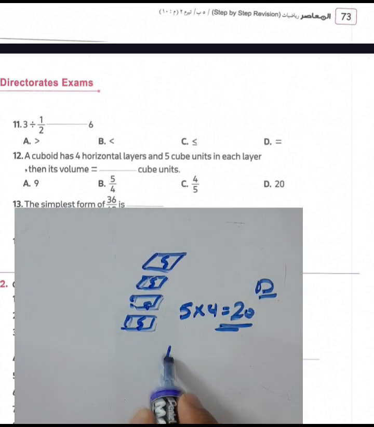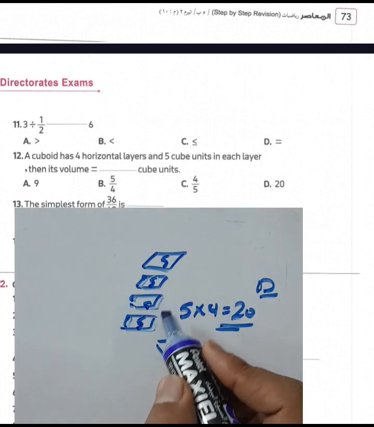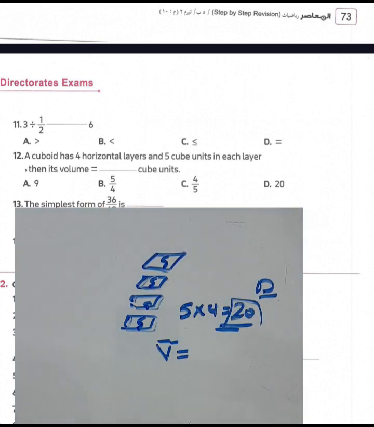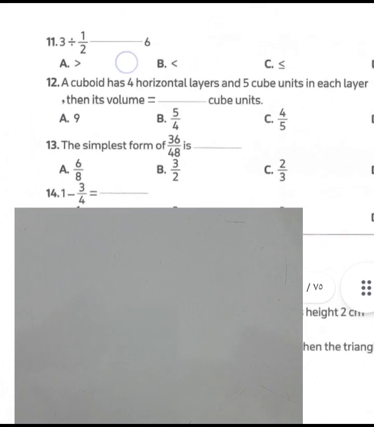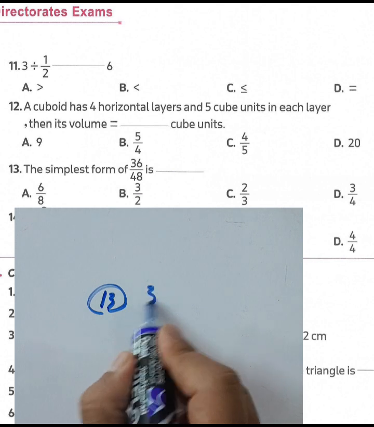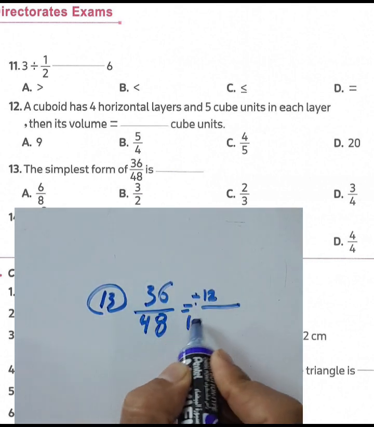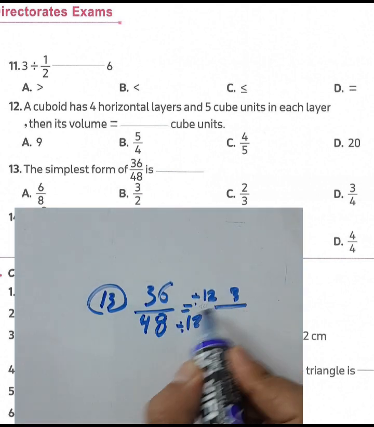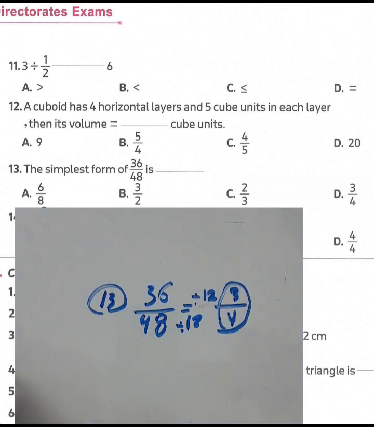Okay, we can write the volume of a cuboid as the number of horizontal layers multiplied by the number of cubes in each one. Then the result will be 20. Question 13. The simplest form of 36 over 48, we can divide the numerator and denominator by 12. 36 divided by 12 equals 3, and 48 divided by 12 equals 4. Then the result will be 3 over 4.